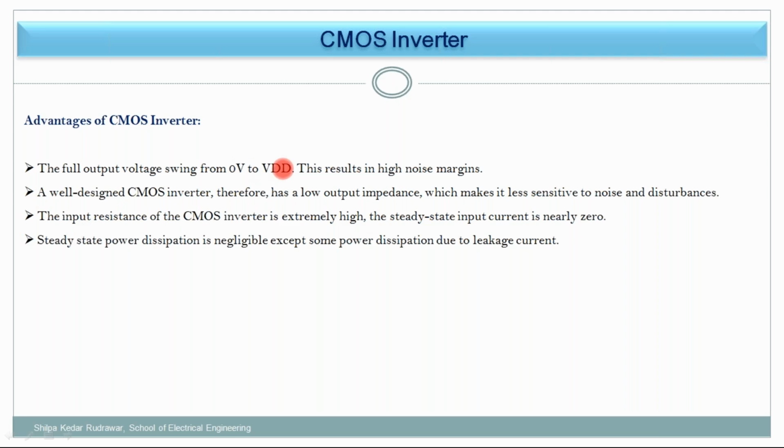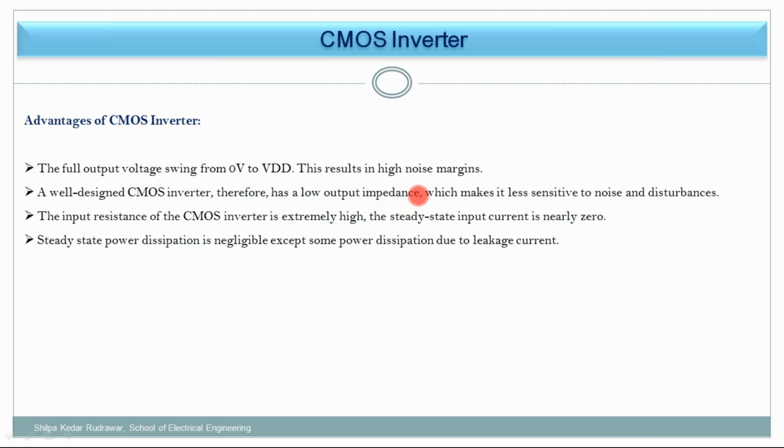So if my voltage is 12 volts, maximum voltage swing means I will be getting 0 to 12 volts at the output side. Okay, so this point is clear. Second, as you know, a well-designed CMOS inverter therefore has a low output impedance. What is meant by low output impedance and high input impedance?